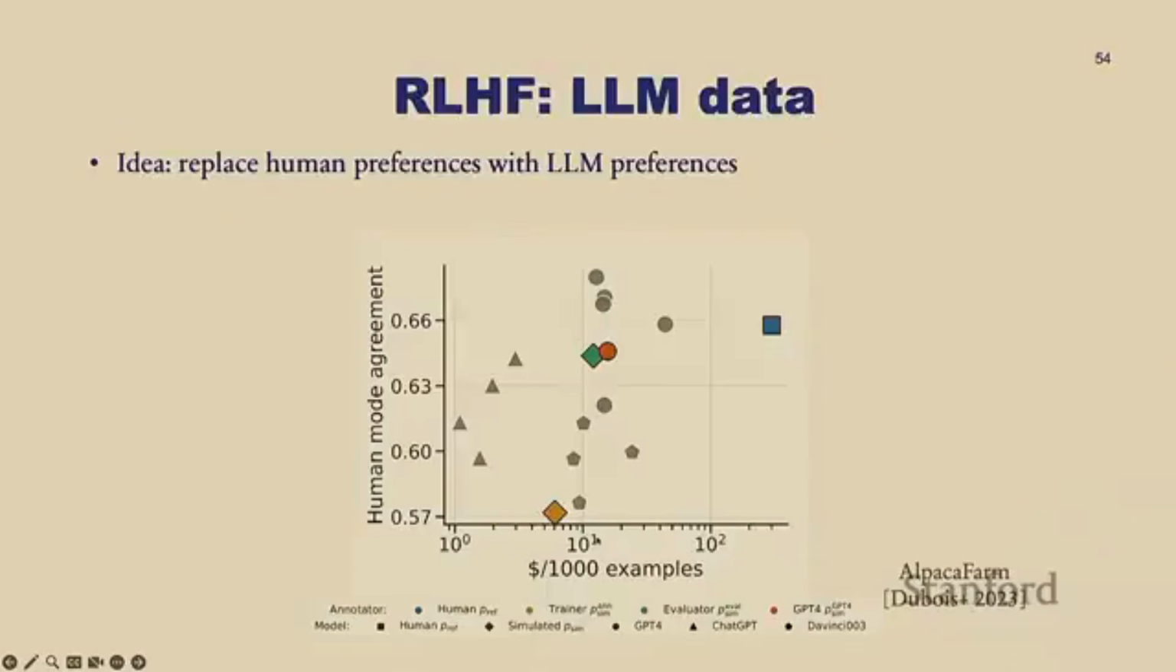On this figure, you see on the x-axis the price that we paid for collecting human data. It's around $300 for 1,000 examples, and this is on Mechanical Turkers, which are usually cheaper than some of the other companies that you could go through. And on the y-axis, it's basically the agreement with other humans, with the mode of other humans.